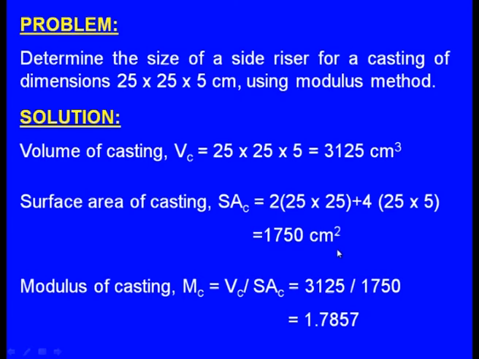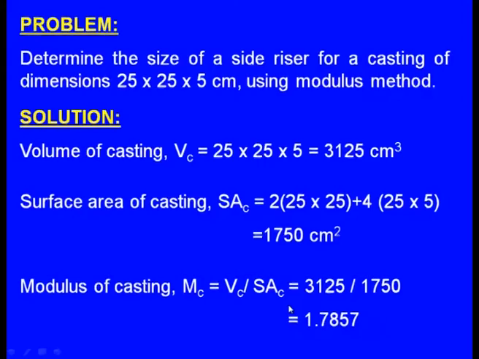Now, what is modulus? Volume by surface area, right. So, MC is equal to VC by SAC. VC means volume of the casting, SAC means surface area of the casting, that is equal to 3125 divided by 1750, that comes to be 1.7857. So far, we have found out the modulus of the casting.